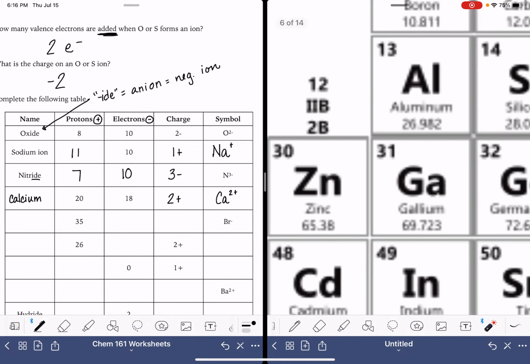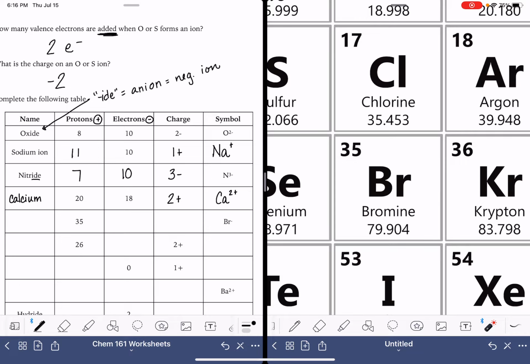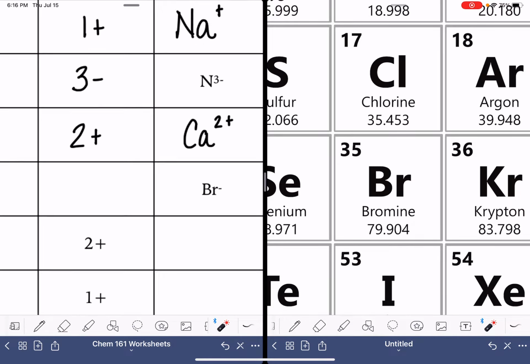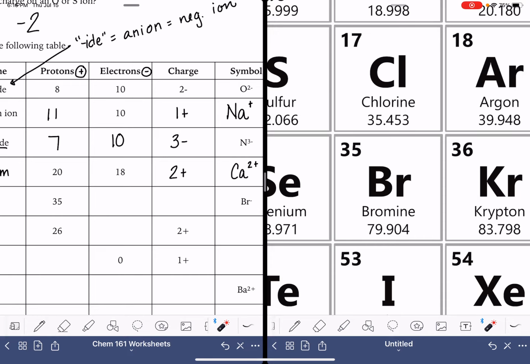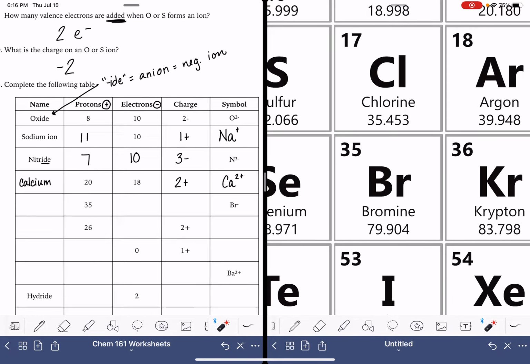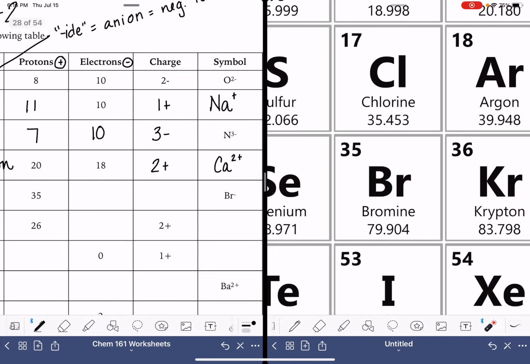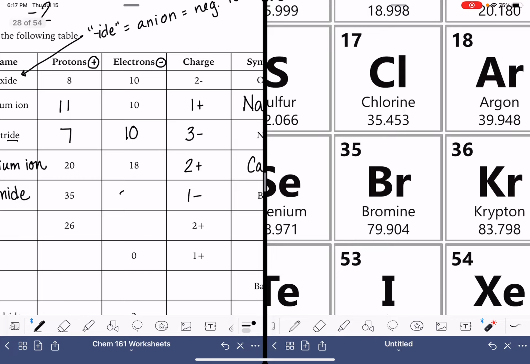Next element, we have 35 protons. Let's find that guy. 35 protons is bromine. Notice over here it's giving us the symbol for bromine, and we can see that it's pretty tiny, but there's a negative charge on there. So that means that this is a negatively charged ion. Its name is not bromine anymore. Its name is bromide. I should call this one calcium ion. Bromide with 35 protons, and it has a charge of -1. So that means it has 1 more electron than a proton.